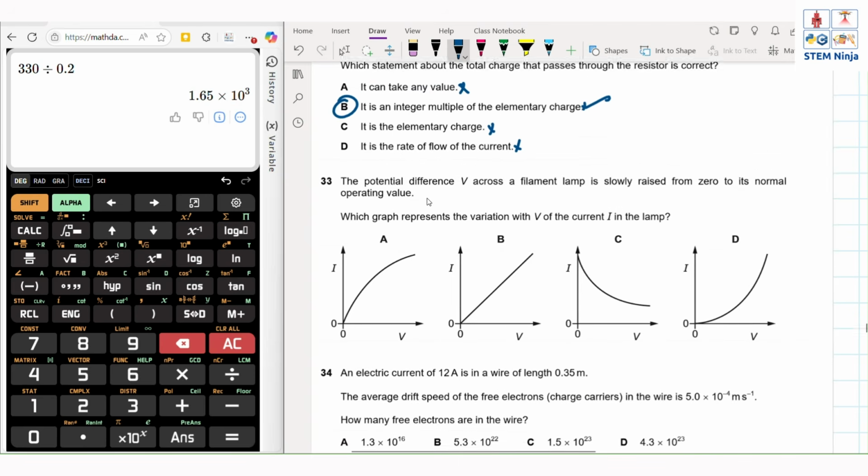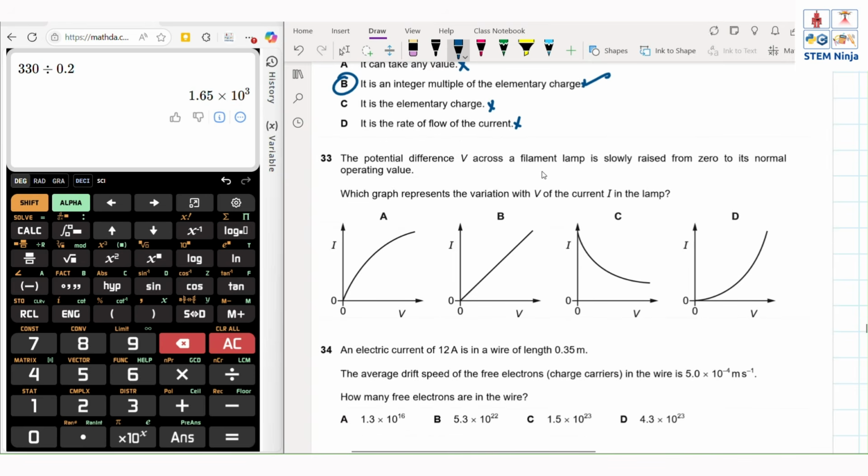Now, the potential difference V across a filament lamp is slowly raised from 0 to its normal operating value. Which graph represents the variation with V of the current I in the lamp? So it's easy to identify this. This is going to be A. As the potential difference increases, the current increase slows down because resistance starts to increase because of higher temperature.